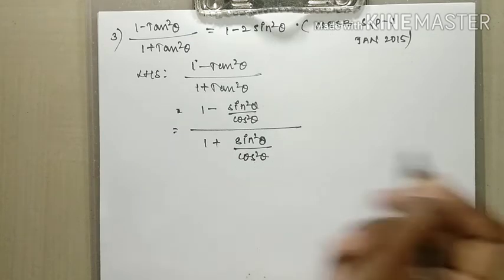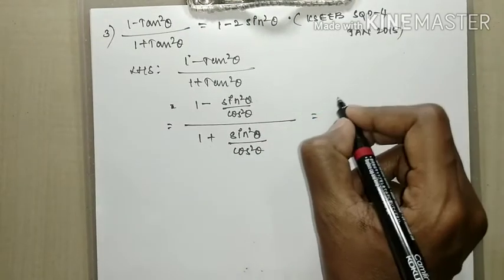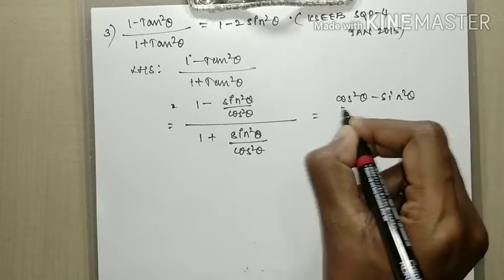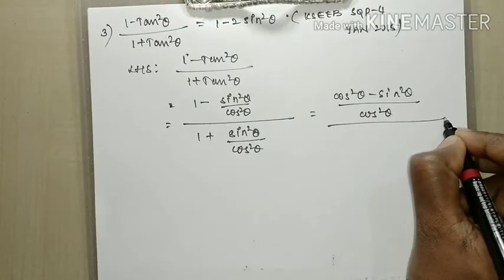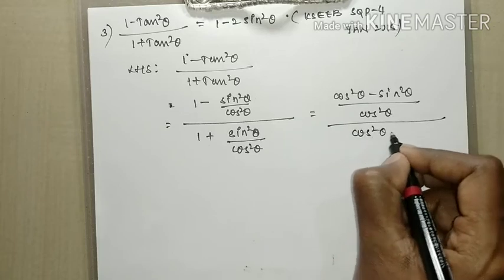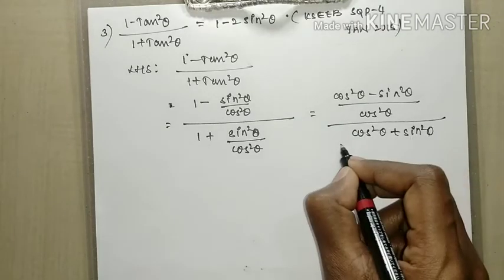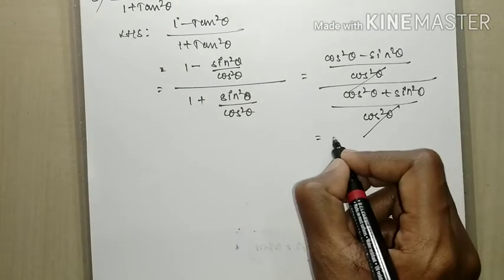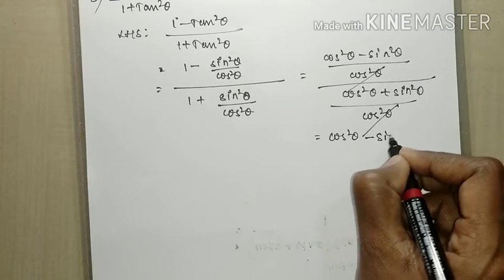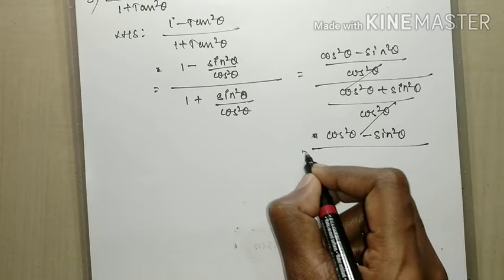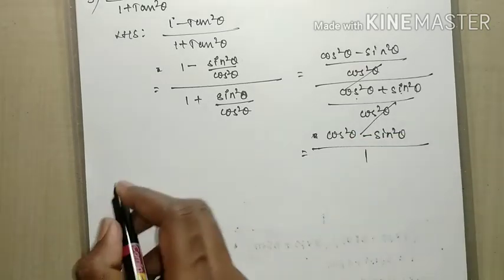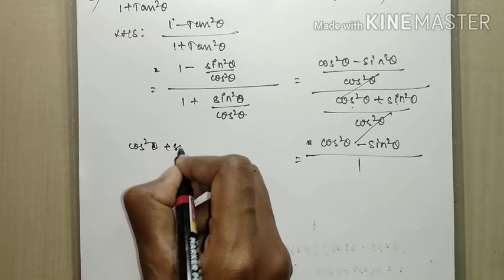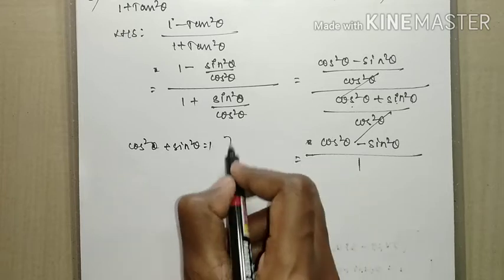cos square theta. So now let me take the LCM and cross multiply this: cos square theta minus sin square theta by cos square theta, divided by cos square theta plus sin square theta by cos square theta. Now cos square will get cancelled. Now cos square theta minus sin square theta by, we can write cos square theta plus sin square theta as 1. That is by using the trigonometric identity: cos square theta plus sin square theta equals 1.